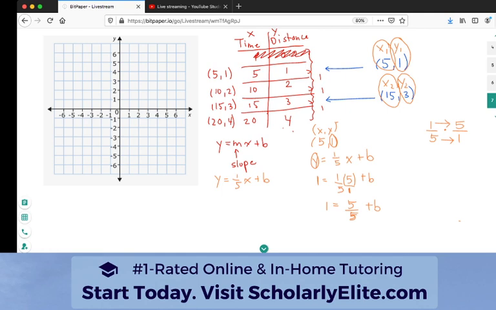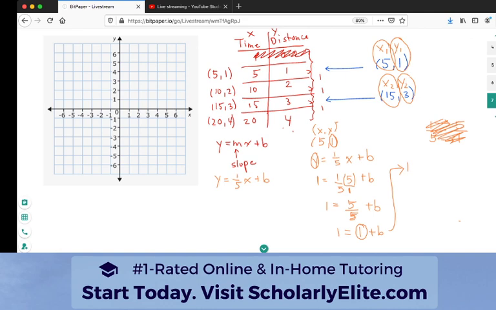Great. Now all I have to do is simplify that. 5 divided by 5 is 1, so I'm just going to say 1 equals 1 plus b. In my final step, all I have to do is isolate for b algebraically. All that means is just moving this 1 over to the other side of the equation.